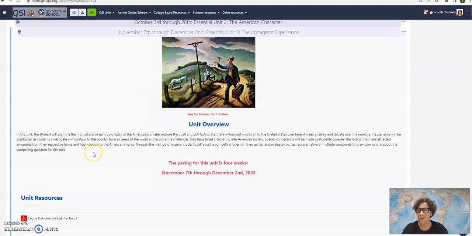And then take a look at the unit overview. In this unit, we'll examine the motivations of early colonizers. So we're going to go back to the 17th century, actually, and we'll look at why they left. We always hear the phrase God, gold, and glory. So within the context of that, you can think of social, political, economic motivations. So we'll take a look at the early colonies in North America, and we'll take a look at some documents so you can come to understand what their motivations were.